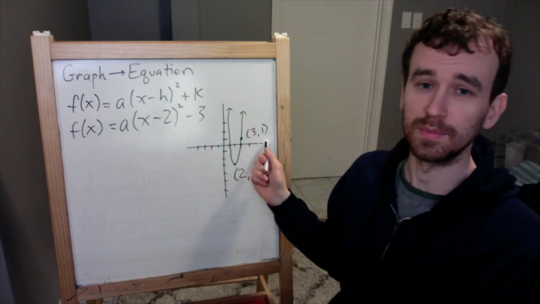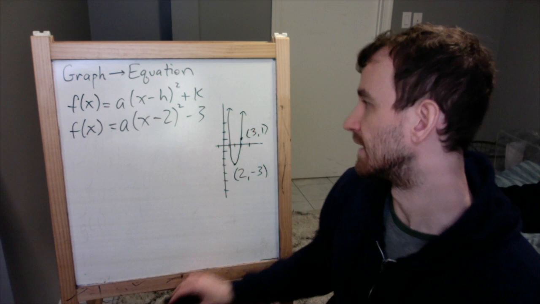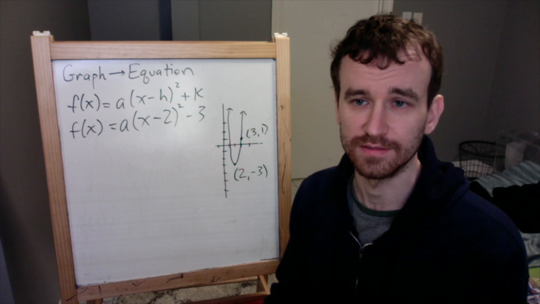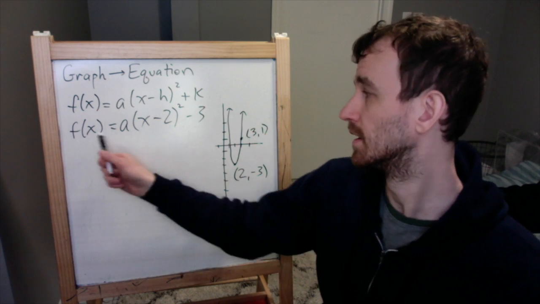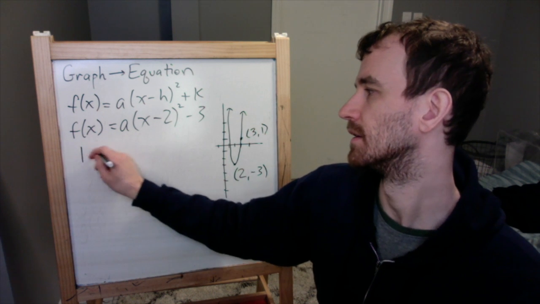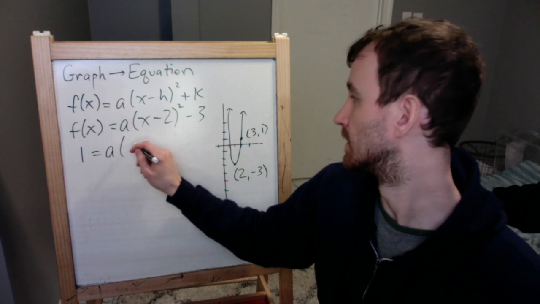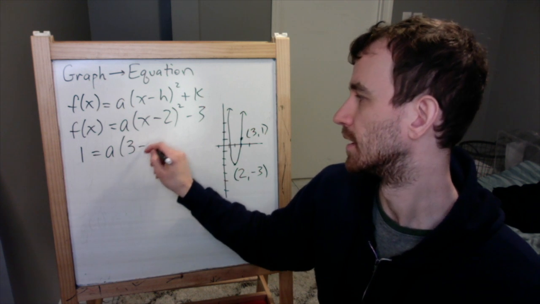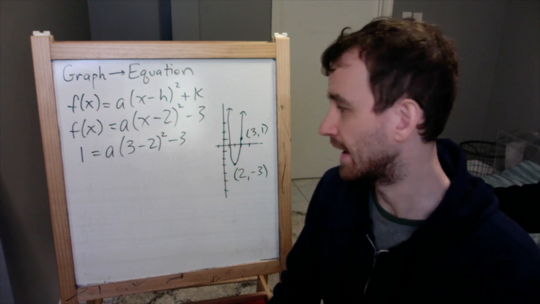And then we're also given a point that's on the graph, and that enables us to plug that in to figure out what a is to finish off our equation. So our point on the graph is (3, 1), and that's x comma y, so we can plug those in to figure out what a is, much like we did when we were writing equations from factored form. Plug those in for x and y to solve for a.